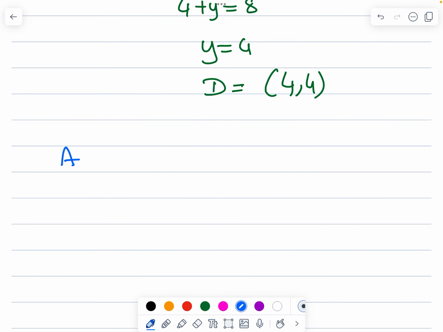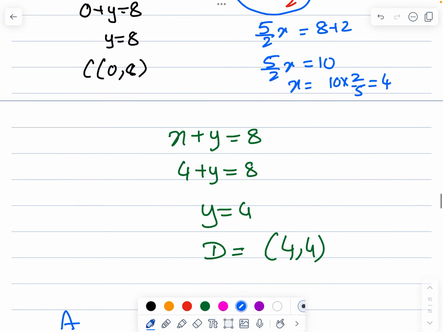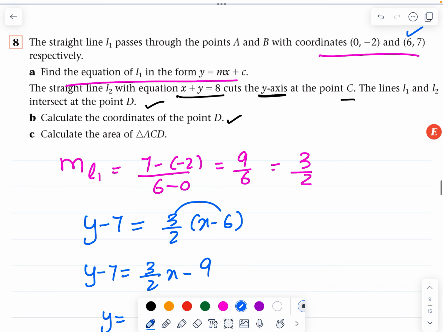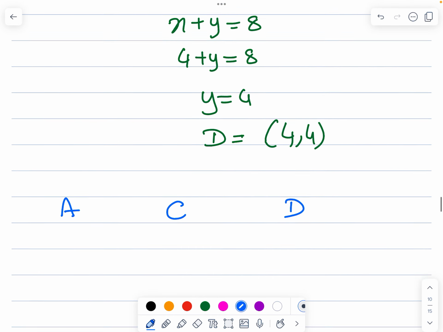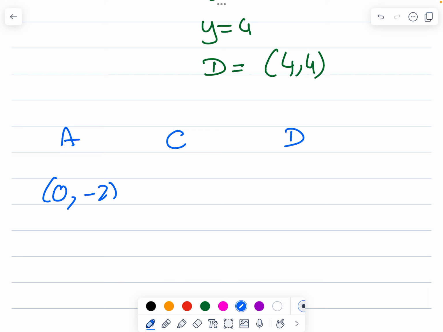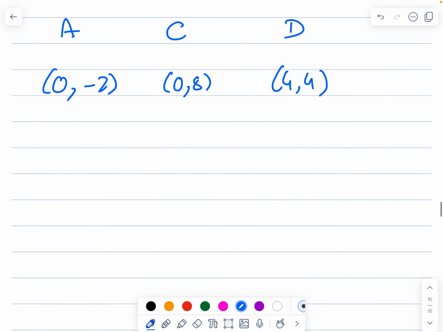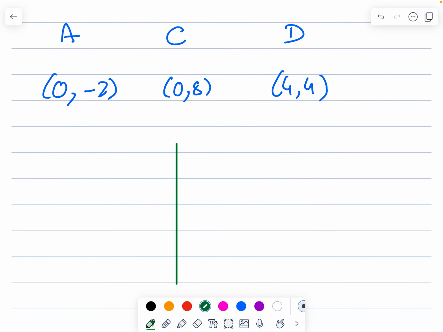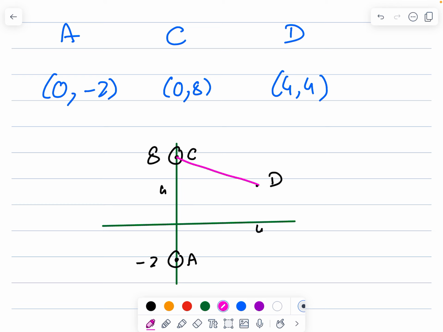Area of the triangle ACD. If we can recollect, what was A? A was 0, negative 2. C is nothing but 0, 8. And D is 4, 4. So when I draw the diagram, A is over here, C is over here, and D is over here, 4, 4. I want to find the area of this triangle ACD.